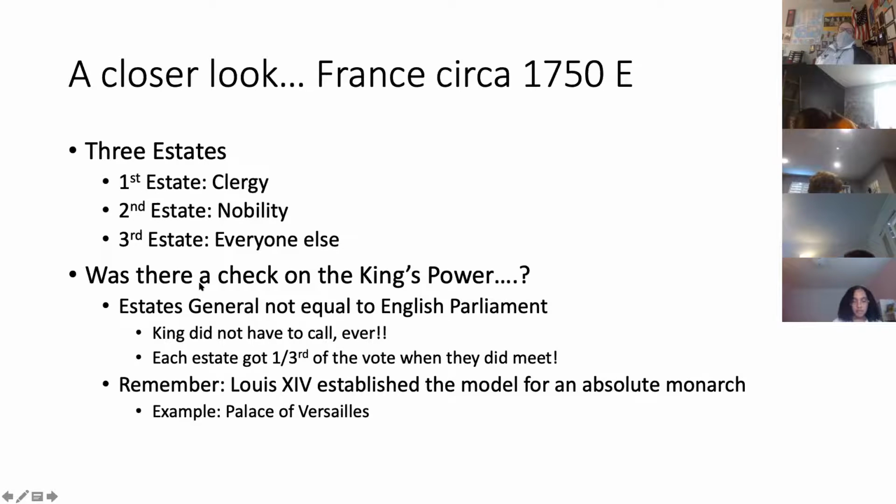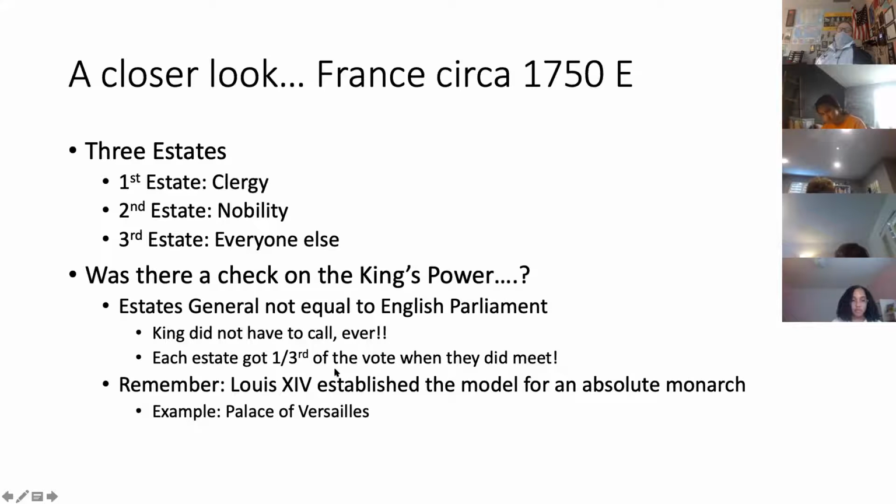A rhetorical question: was there a check on the king's power in France? I think most of you know that no, there was not. This group of people who had representatives from each estate, known as the Estates General, was not equal to the English Parliament. If you remember right, the Magna Carta was a powerful document. I told you we would go back to it. In 1215, that's when the English Parliament gained power over the king. Well, the king never had to call the Estates General to power ever, and each estate only got 1/3 of the vote when they did meet. What's that mean? Well, the first 2 estates, because they are directly intertwined together and basically family, are always going to vote against the third estate.